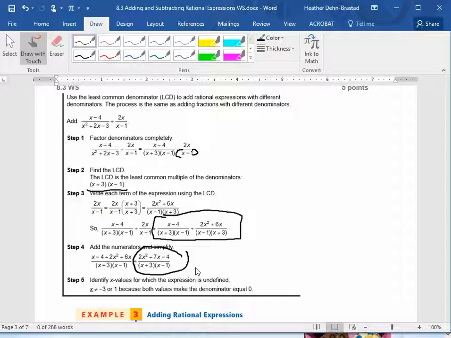Then the last thing you need to do is say what x cannot be equal to, and it could not be -3 or 1, because if it was either of those things, you'd get 0 in the denominator. Remember, to find that, you just set this little equation equal to 0 and solve it. So x cannot equal -3 and it cannot equal 1.